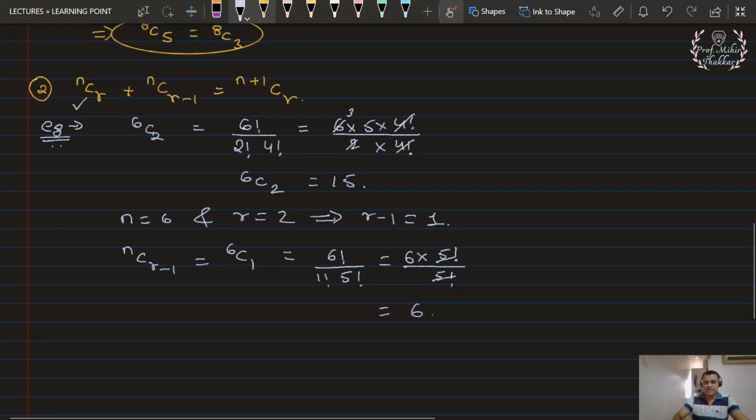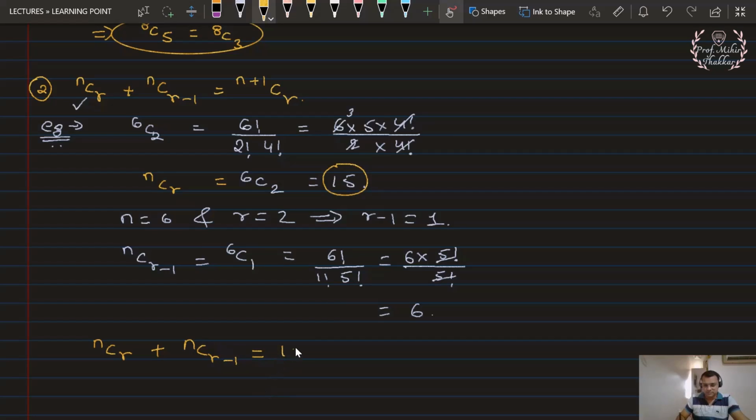So for my LHS, I have to add this value of nCr plus nCr minus 1: 15 plus 6, which is equal to 21. This is your point number 1, which is your LHS.